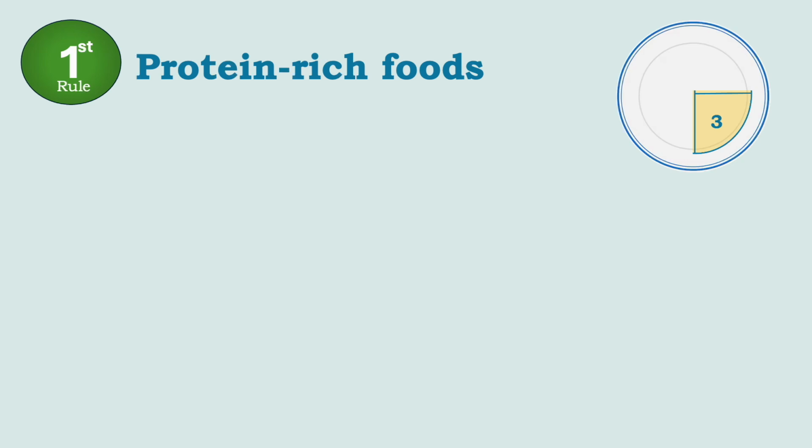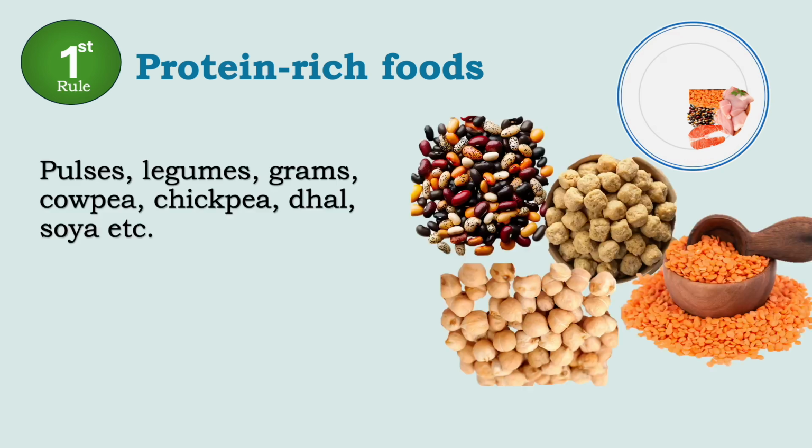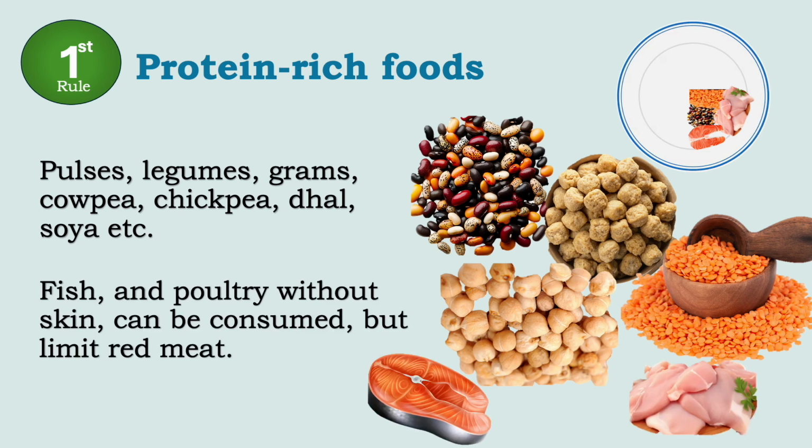The third portion of the food plate is protein-rich healthy foods. Patients with diabetes have the same protein requirement as normal people. Proteins from plant sources such as pulses, legumes, grams, cowpea, chickpea, dhal, soya etc. are healthier options in diabetes as animal proteins deliver more stress on kidneys. Fish and poultry without skin can be consumed, but limit red meat. Excess protein intake can increase the likelihood of developing diabetic nephropathy, hence, it is important to adhere to the portion size shown in the food plate. So, that's the first rule, follow the food plate method.